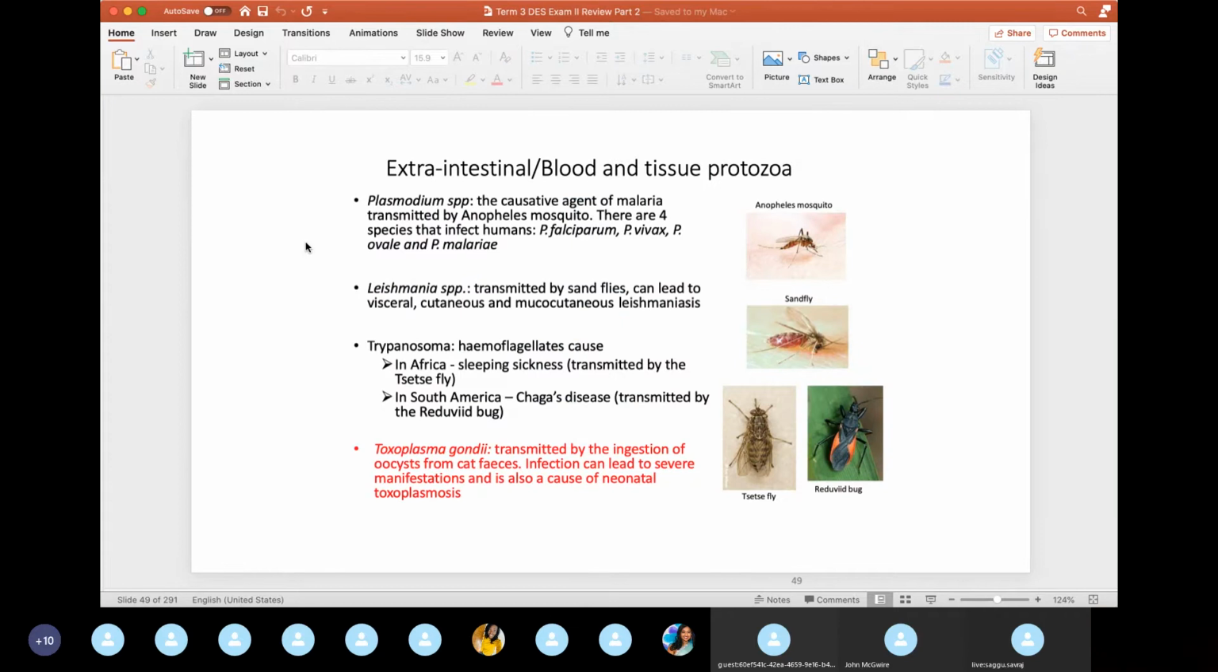Now let's go to extraintestinal, your blood and tissue protozoa, your Plasmodium, different kinds: Falciparum, Vivax, Ovale, and Malariae. I have a question. Did you go over the differences between each type of Plasmodium or not yet? No, I don't think so. Not yet. Okay.